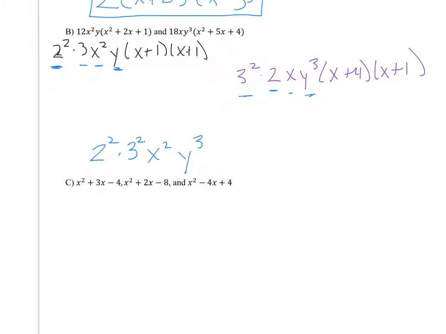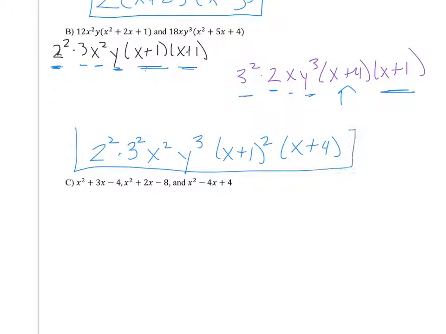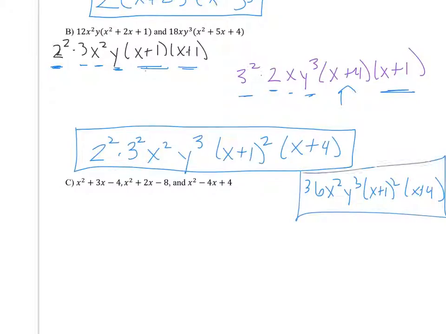Now I have 2 x plus 1's here. I only have 1 over here, so I need 2 of them. So this will be x plus 1, and I'm going to square it because I need to have 2 represented. Now this is the one that I haven't had yet, so it will be x plus 4. Now, you could leave it like this, but it would be easier if you actually multiply 2 squared times 3 squared, which would be 4 times 9, which is 36, x squared, y cubed, x plus 1 squared, x plus 4. This is a more acceptable answer.